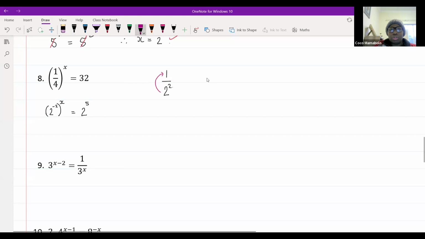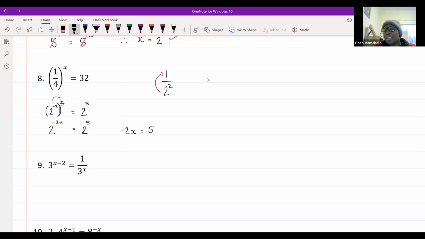All right, so I then know I have a bracket and an exponent. I can multiply those two. So I'm going to get 2 to the power of negative 2x is equal to 2 to the power of 5. Okay, and now that my bases are the same, I can drop my bases and I can make my exponents equal to each other. That tells me that negative 2x is equal to 5.